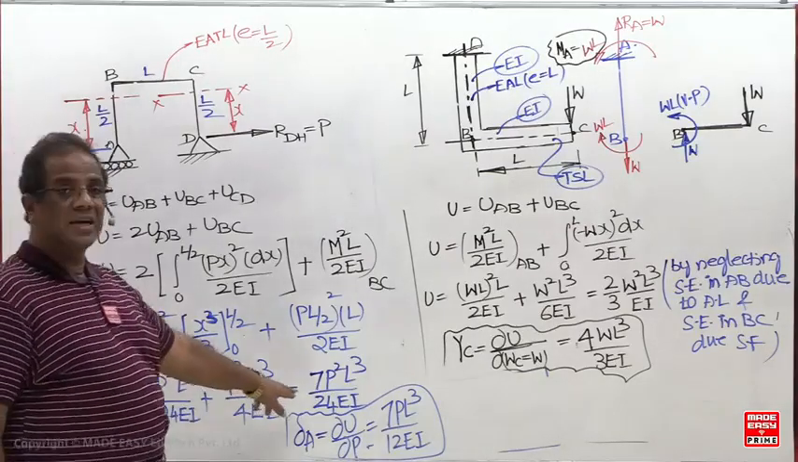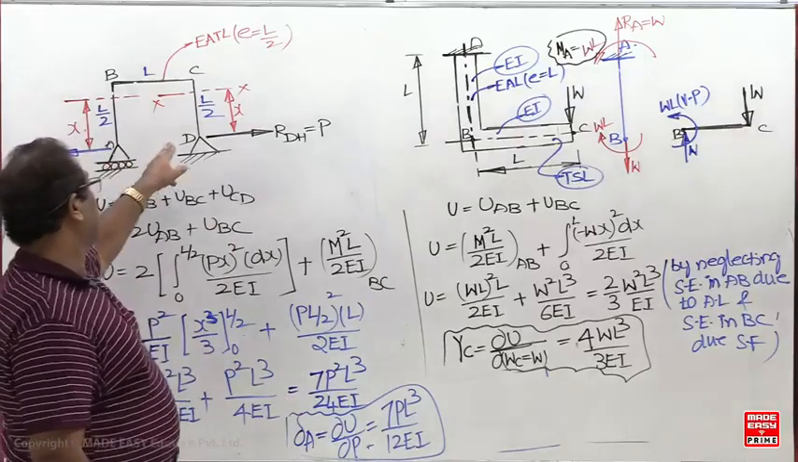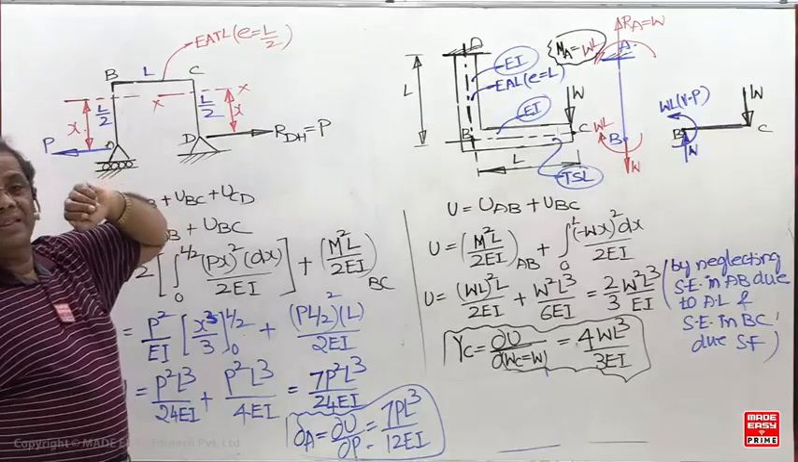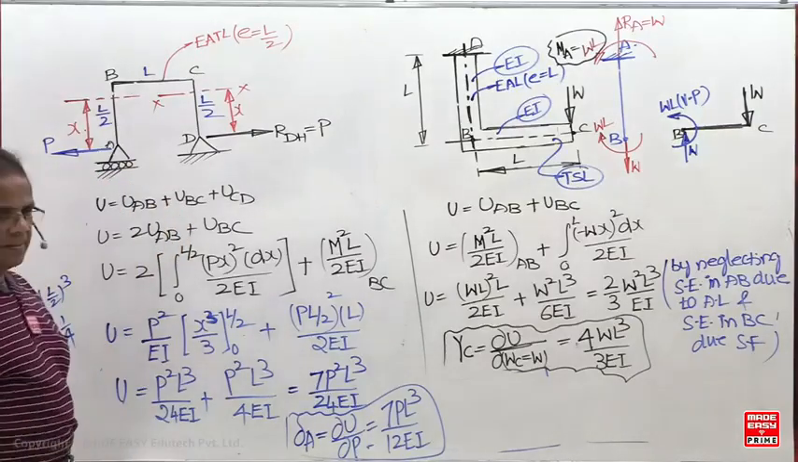So once again this strain energy is what? By neglecting the strain energy due to shear force in AB and CD, as well as the strain energy due to axial load in BC.